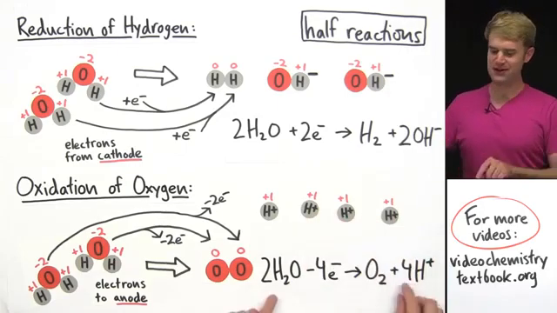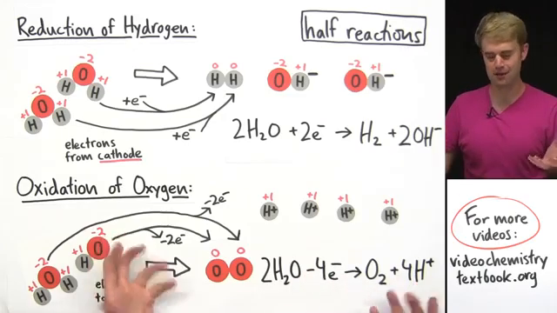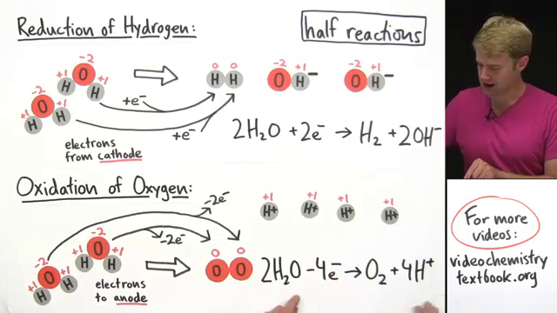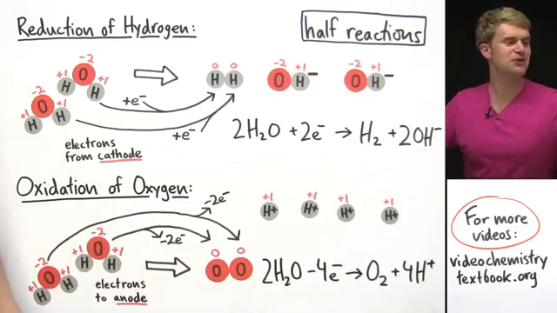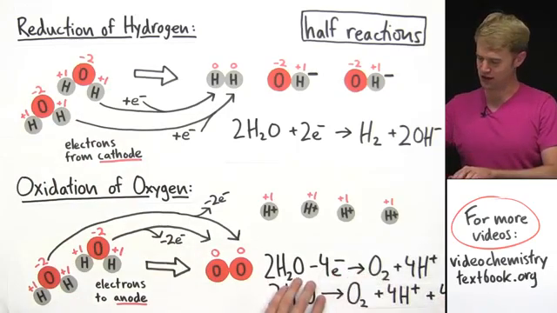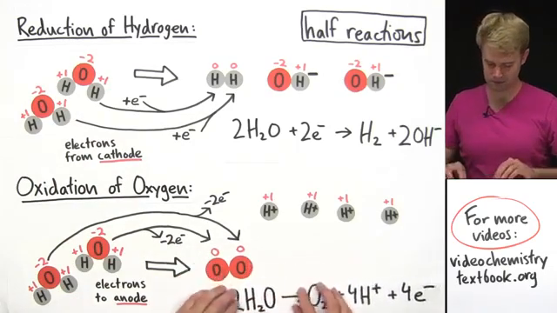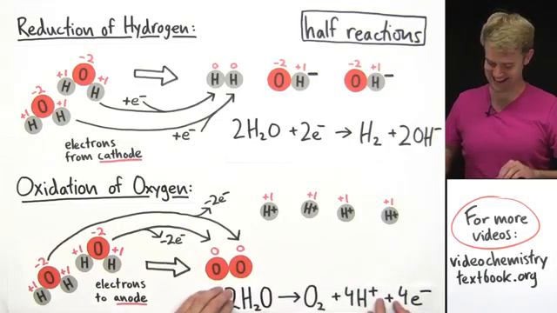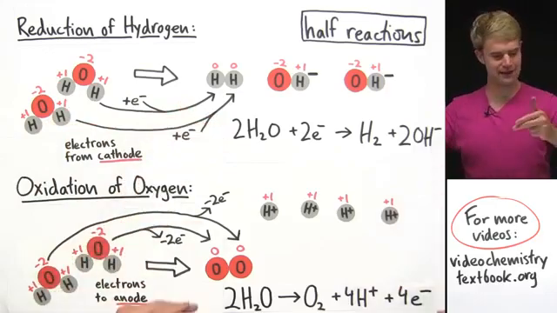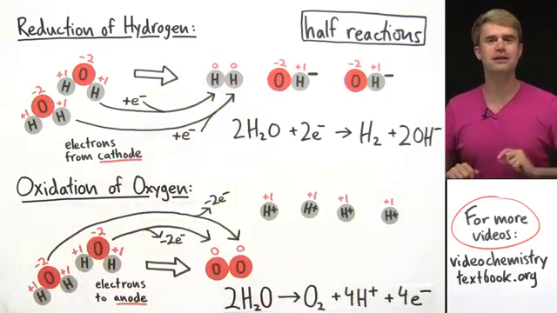Now, as you probably know, we can't use the subtraction sign in a chemical equation, so we have to make this 4 electrons and put it over here. So this is what we're going to get instead. We just move this 4 electrons over here, 4 e minus, and there we go. Now we can see it. And these are the half reactions for the reduction of hydrogen and the oxidation of oxygen. Now let's combine them, put them together.